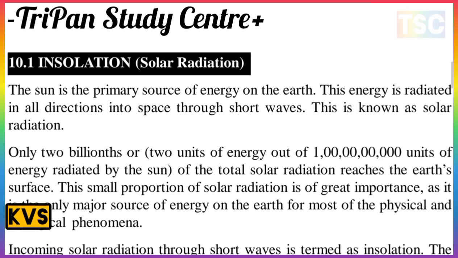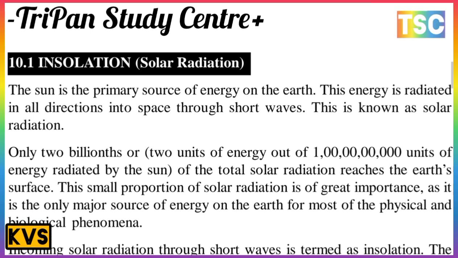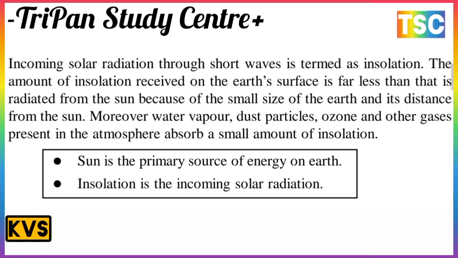Only 2 units of energy out of 1 billion units of the energy radiated by the sun reach the earth's surface. And this small proportion of the solar radiation is of great importance, as it is the major source of energy on the earth for most of the physical and biological phenomena. Incoming solar radiation through short waves is termed insolation.